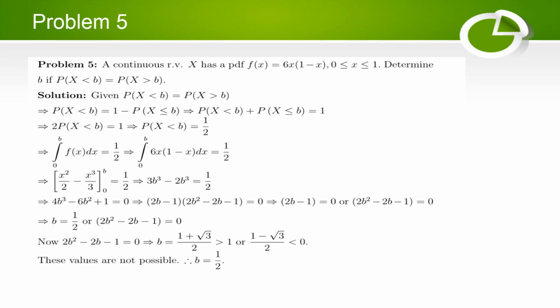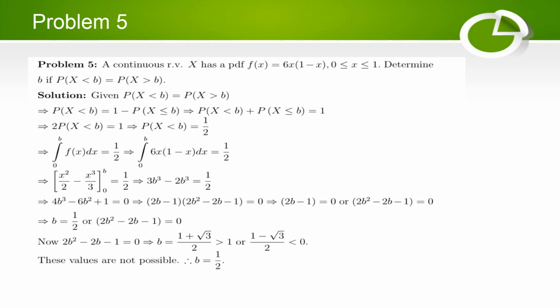Problem 5. A continuous random variable x has a PDF f of x equals 6x into (1 minus x), 0 less than or equal to x less than or equal to 1. Determine b if P of x less than b equals P of x greater than b.